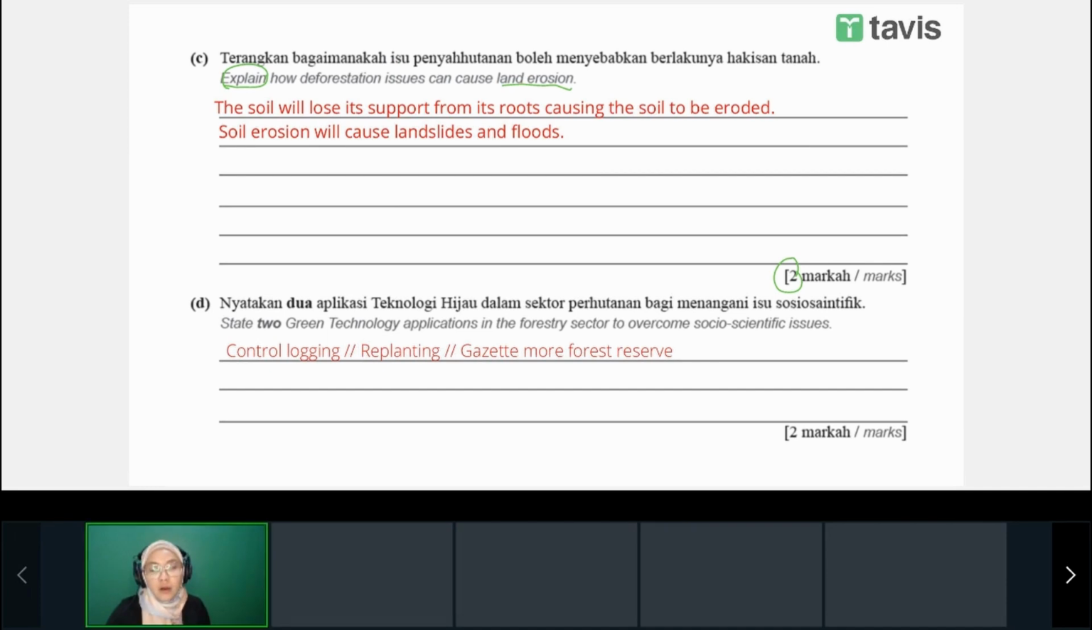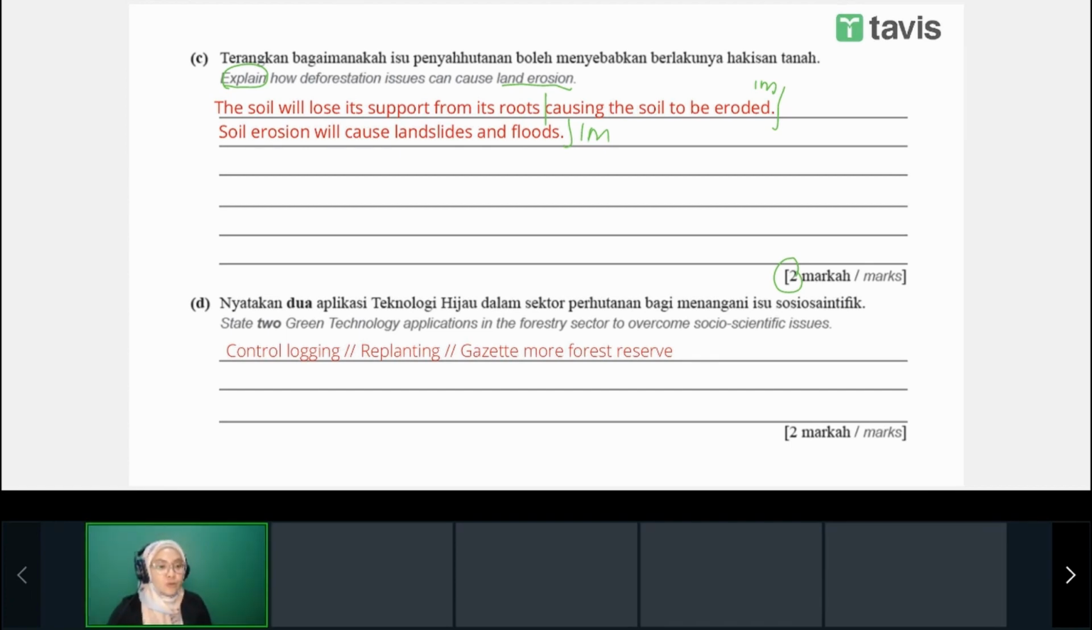How? If you cut a lot of trees in the jungle, it may cause land erosion. How? Because the soil will lose its support. Usually, the trees have roots, and from the roots the soil gets a lot of support. So without the roots of the trees, the soil will lose its support. It will cause the soil to be easily eroded. And the eroded soil will cause landslides and floods when it is raining heavily. So this one for 1 mark. And another one is this one. You're going to get 2 marks.